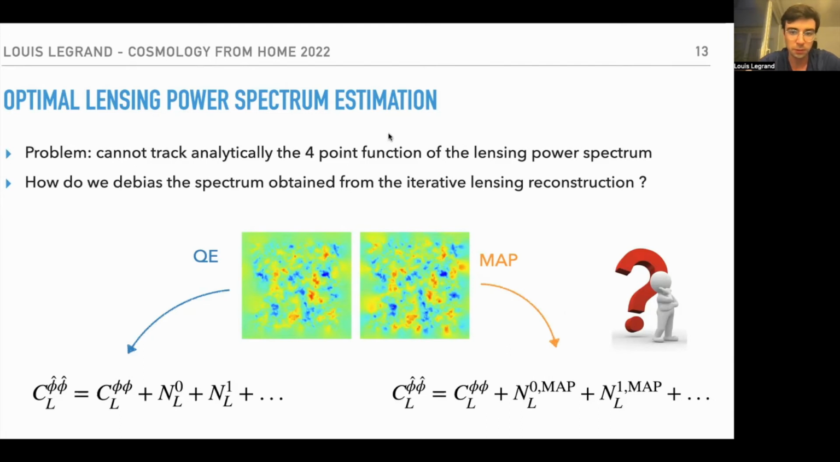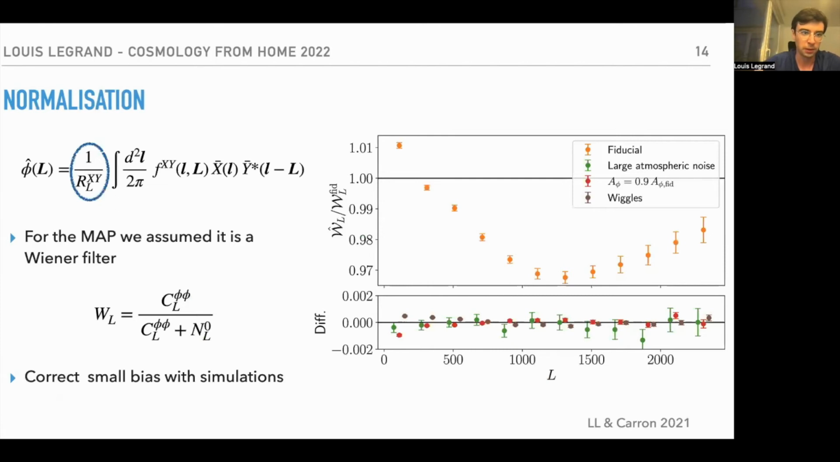So the question that we have is, how can we debias this power spectrum that we obtain from this iterative lensing reconstruction? And this is the work I've been doing with Julia. So the first question is, how do we normalize this estimator? So for the quadratic estimator, you have a response that you can get just by making sure that your estimator is unbiased. And this is what we did also for the iterative reconstruction. And we assume it has the form of a Wiener filter.